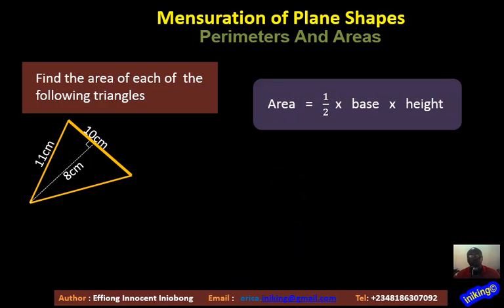In this triangle, we are given two sides, one 11 centimeters, the other 10 centimeters. And then we are given the height, 8 centimeters. Which of the two, 11 and 10, will be the base? Now, from our definition that the height is always drawn from one apex to the base, you will agree with me that in this triangle, 10 will serve as the base of the triangle.